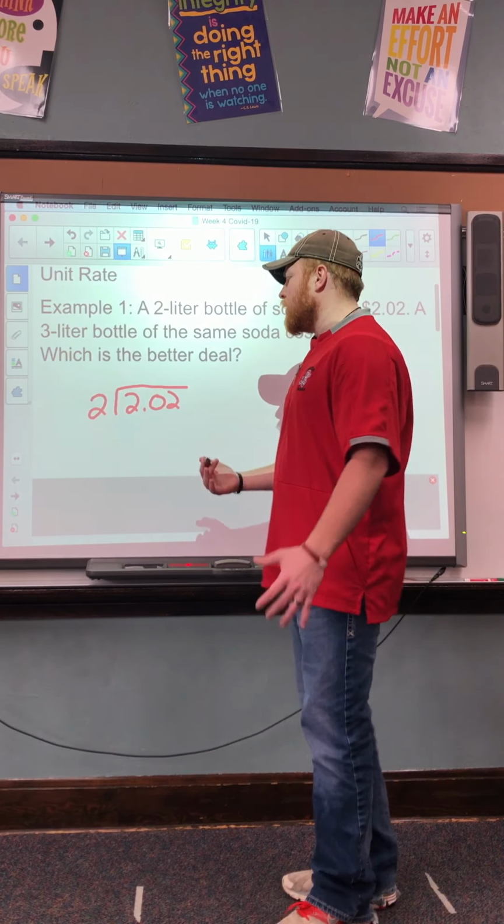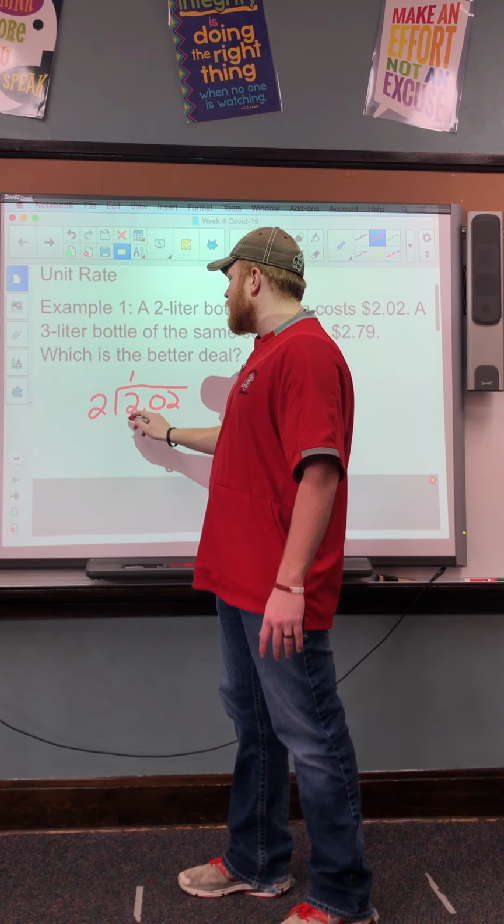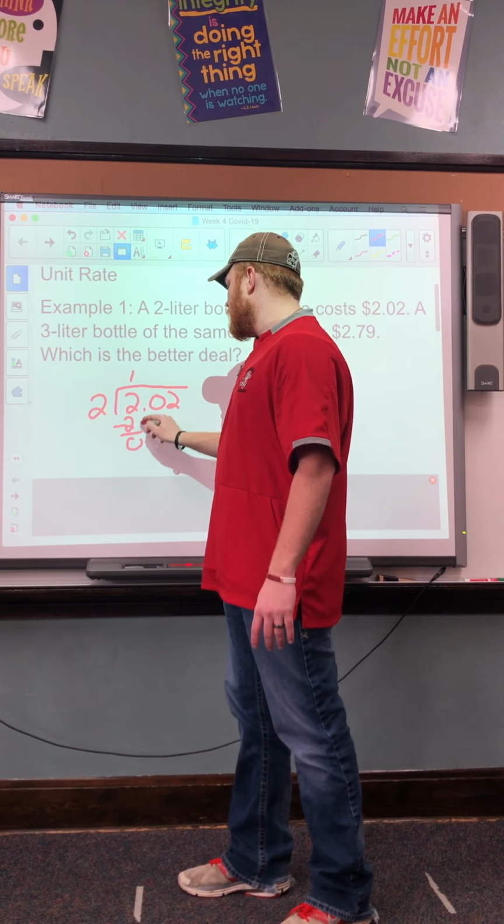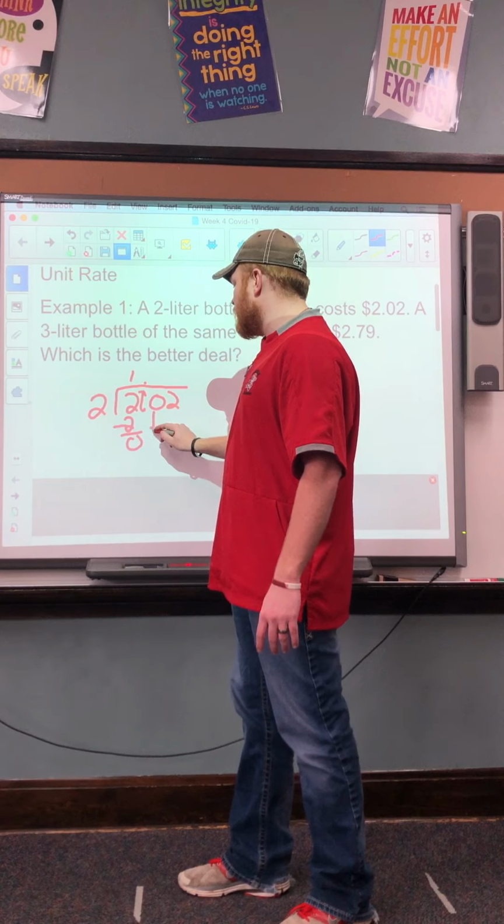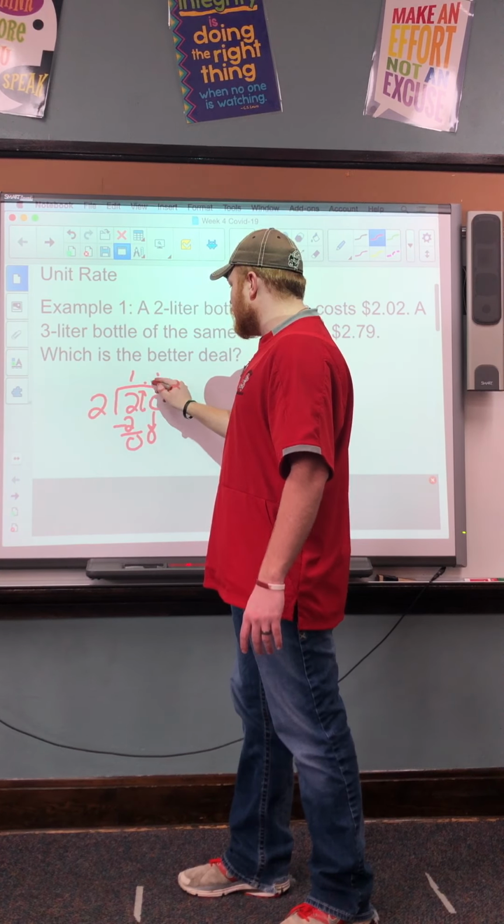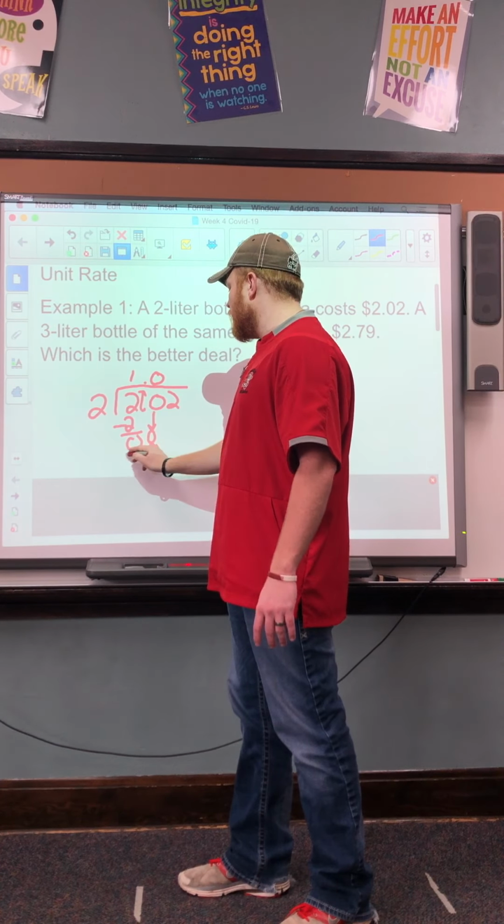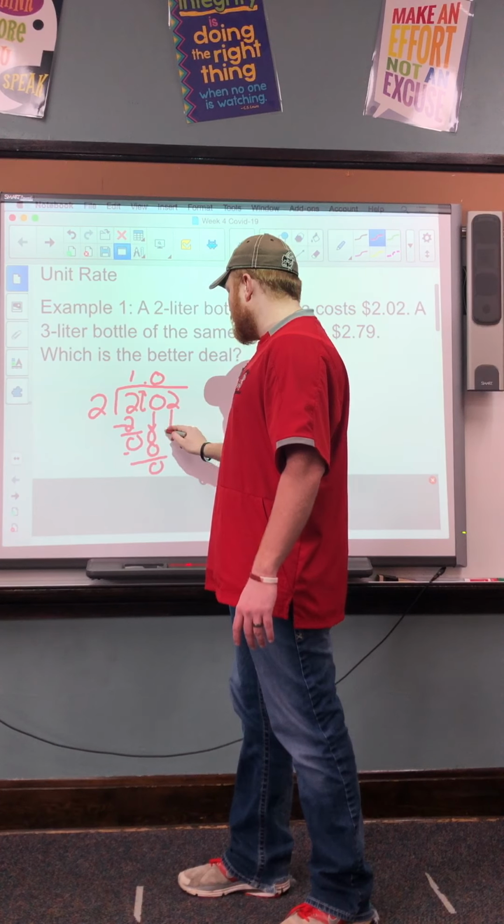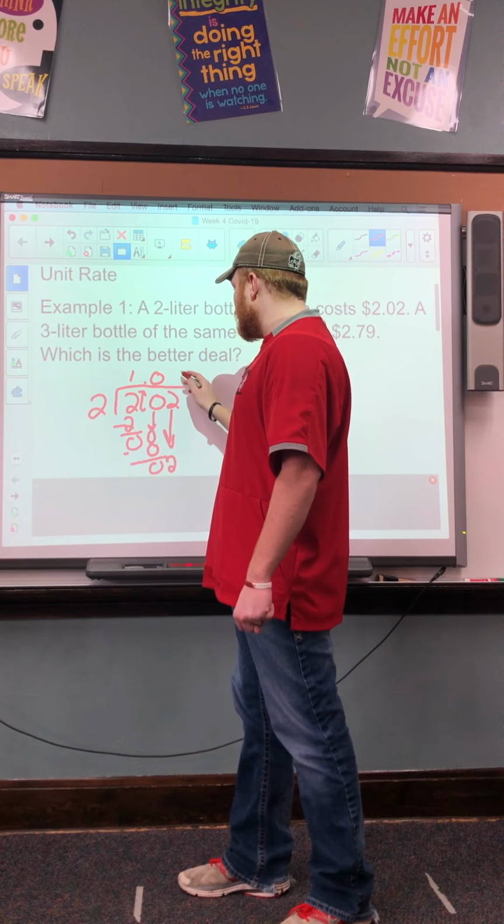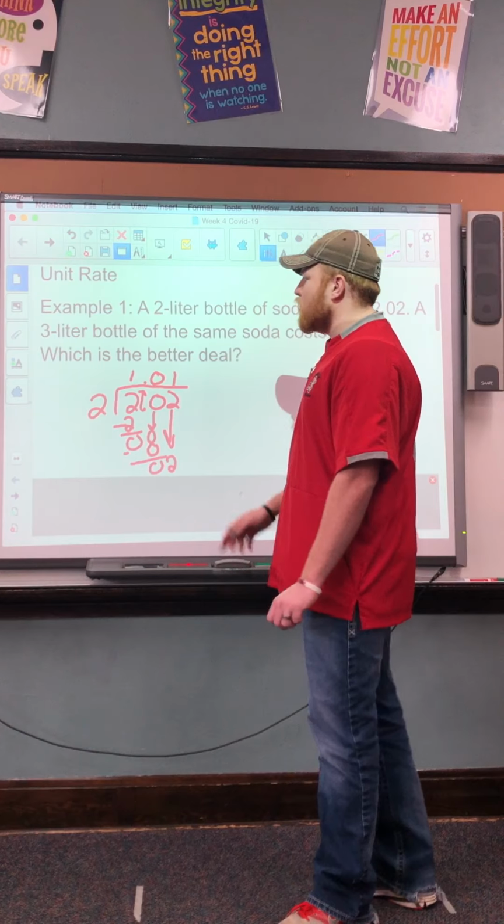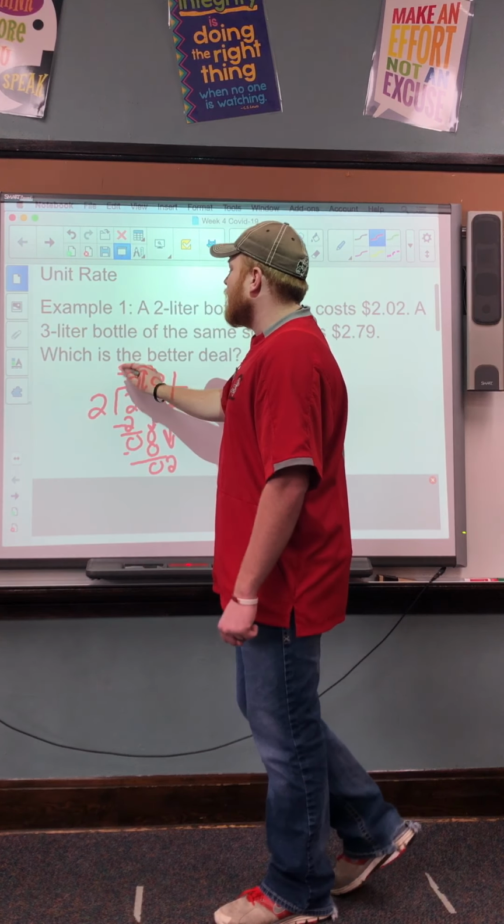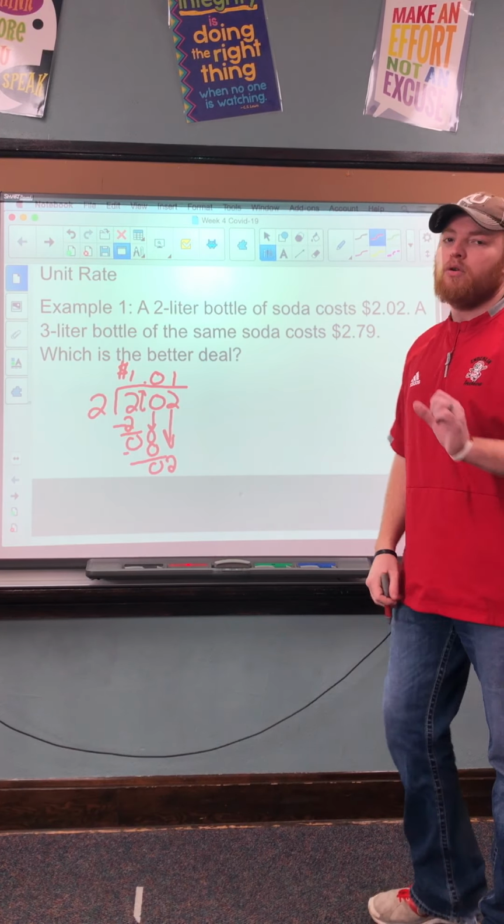Now we're doing long division. So 2 goes into 2 once, subtract, bring up the decimal, bring down the 0. 2 goes into 0, 0 times, 2 times 0 is 0, bring down the 2. 2 goes into 2 once. Okay, so the 2-liter bottle of pop is $1.01 per liter.